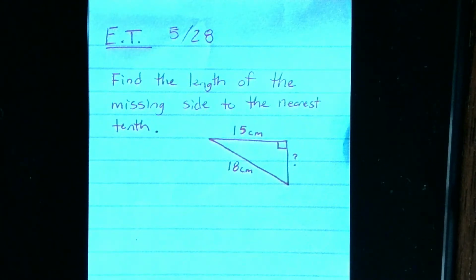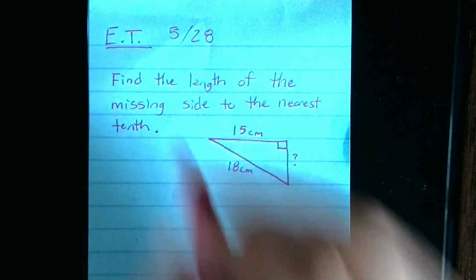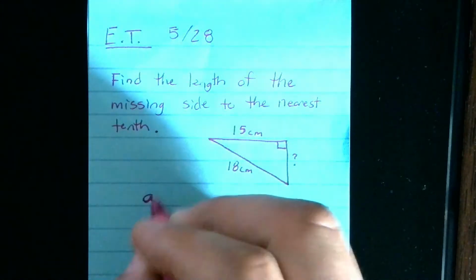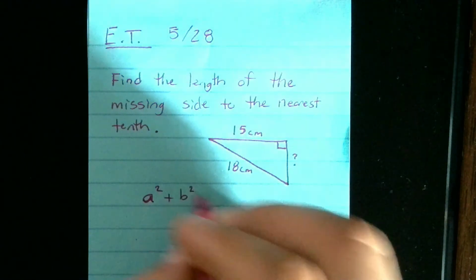Find the length of the missing side to the nearest tenth, so nearest tenth of a centimeter. So go ahead and pause the video and try this. You'll be using the Pythagorean Theorem, a squared plus b squared equals c squared. Okay, so we set this up, like I said, a squared plus b squared equals c squared.